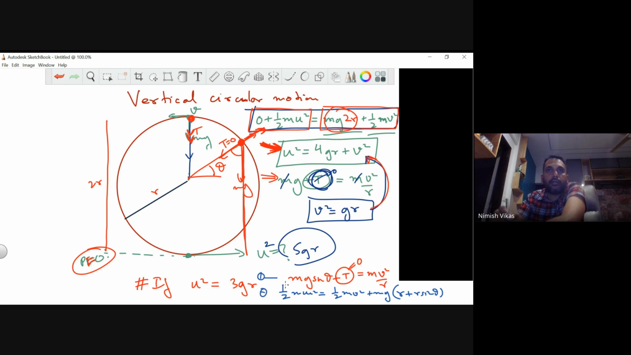It becomes a decent high level mains question. To make it an advanced question, they will say, where does it fall on the ground? So it becomes a projectile after this. Since the string has become loose, it becomes a projectile. After getting the v, you have to do it as a projectile question. So that becomes an advanced question. Is that clear?